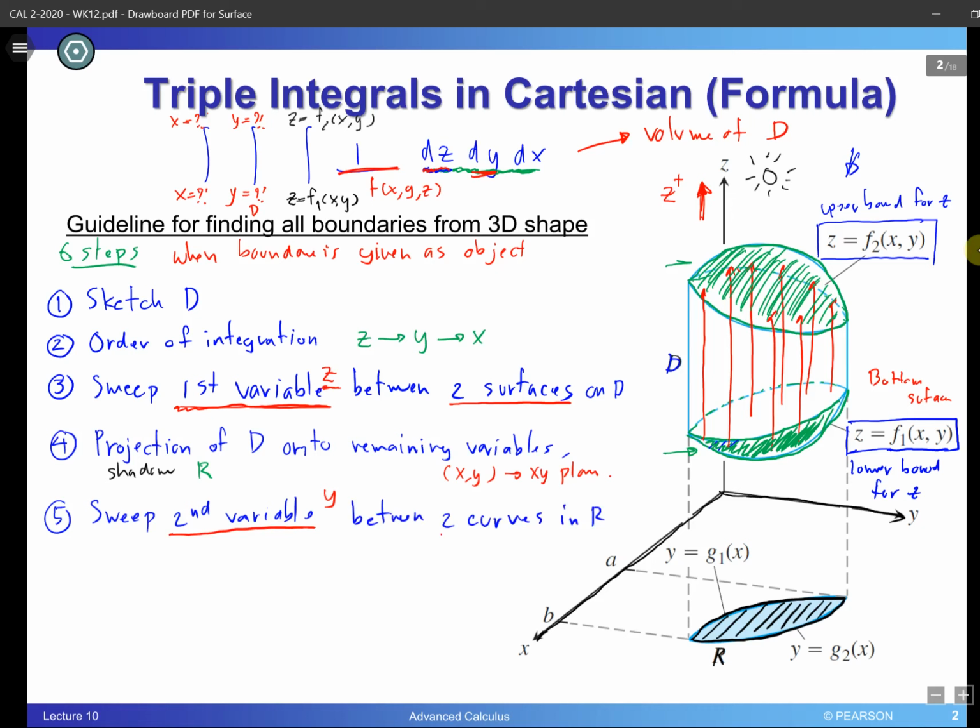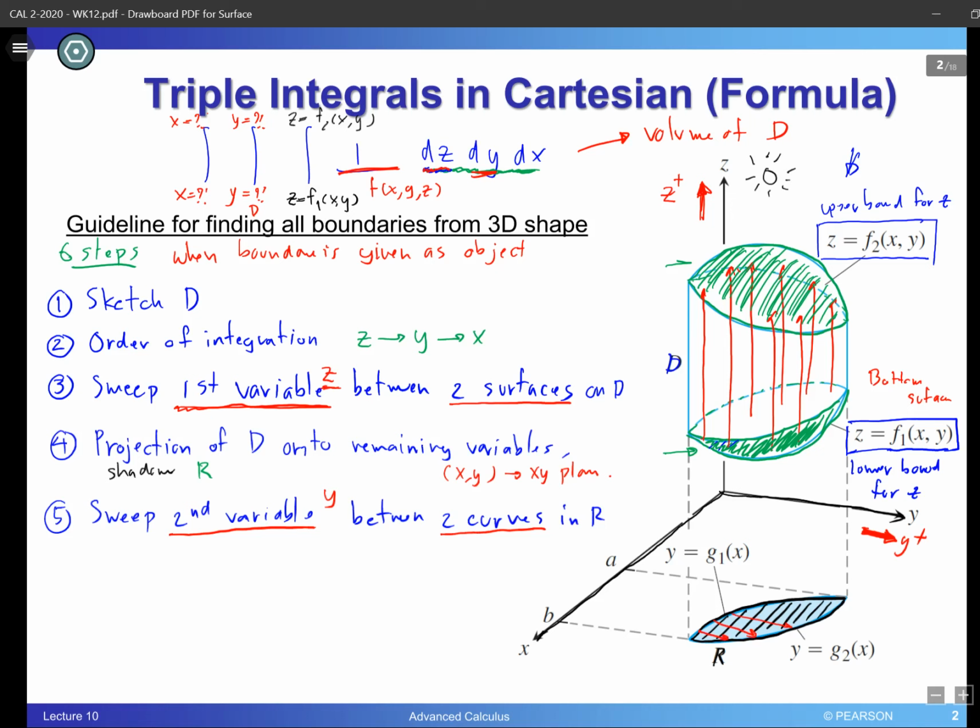This time around, it used to be two surfaces that we did before. Now it's going to be between two curves. So let's take a look here. We are going to sweep the y variable in this direction, positive y. We are going to sweep in this way, so it's going to be something like this. Sweeping in y direction on the projection.